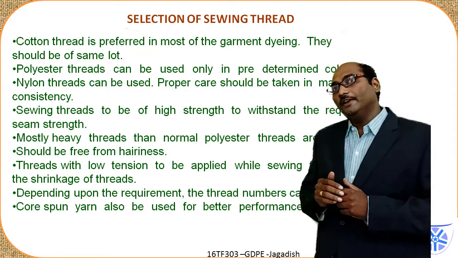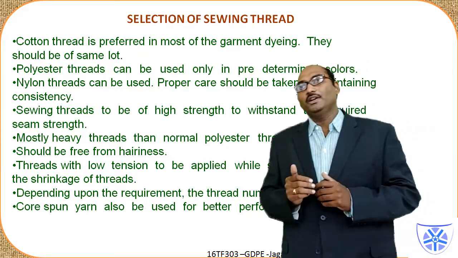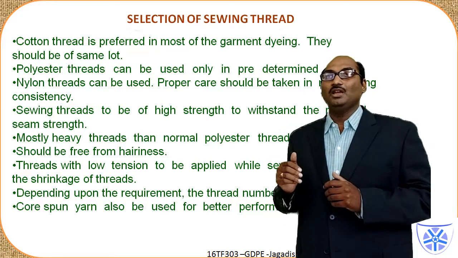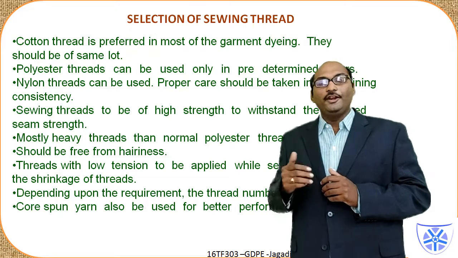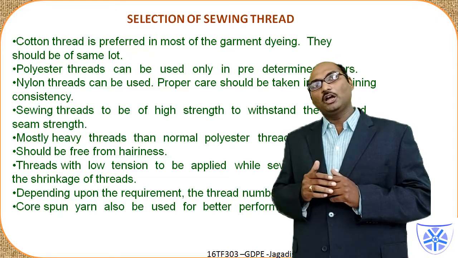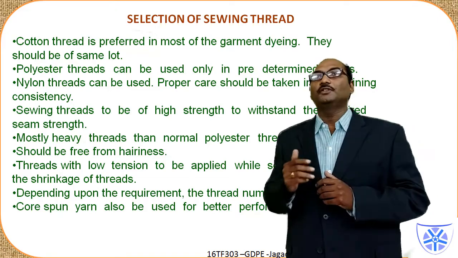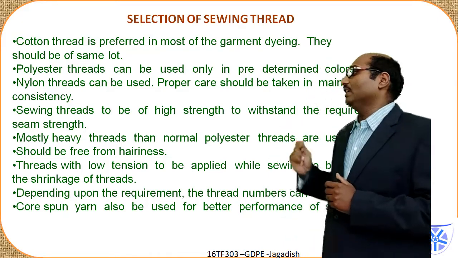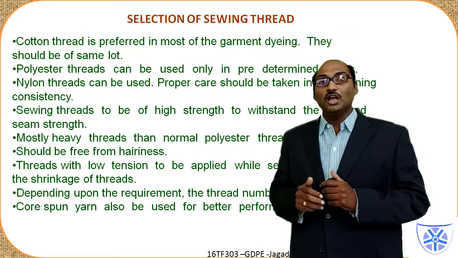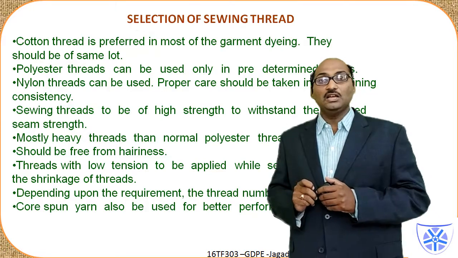Okay. Then, depending upon the requirement, the thread numbers can be varied. Means instead of one, maybe double threads also will be used. Or instead of a 2-ply, maybe a 3-ply thread can be used. And we need to take special care, especially when we are using coarse spun yarns as the sewing threads.